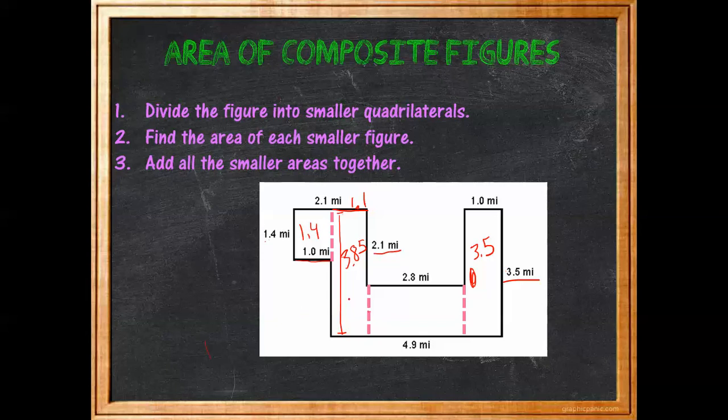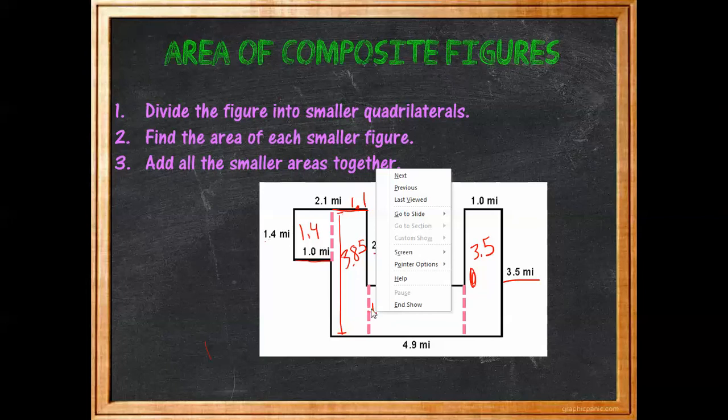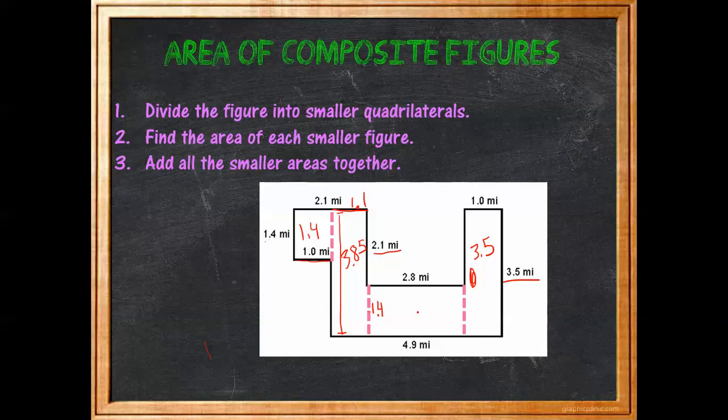And that's going to give us 1.4 for this length. So now we're going to take 2.8 and multiply it times 1.4, and that's going to give us 3.92. So now that we have all four of our sections, we're going to add those numbers up.